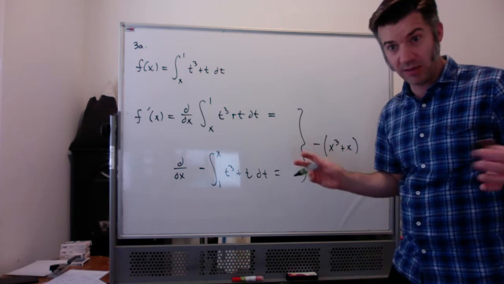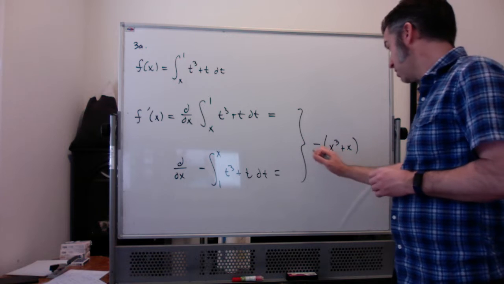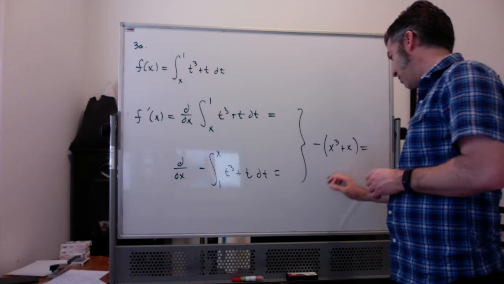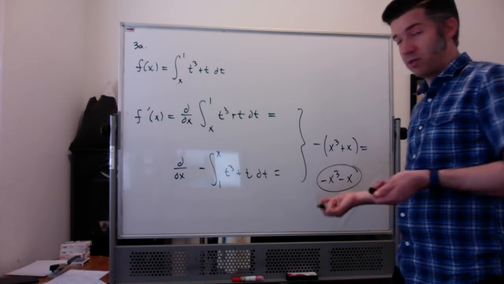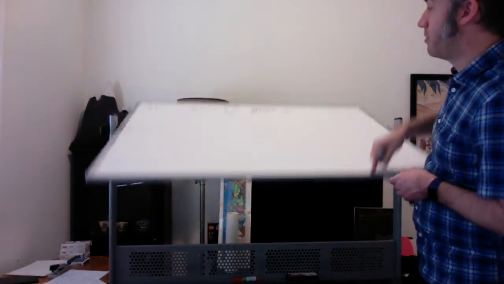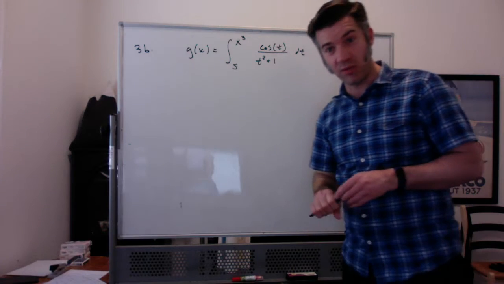And there's no plus c, right? It's a derivative of an integral, there's no plus c. So you get that, which is then, I would probably distribute the minus sign, you get negative x cubed minus x. That's your answer. For 3b, it's a little more complicated because there's a chain rule involved.